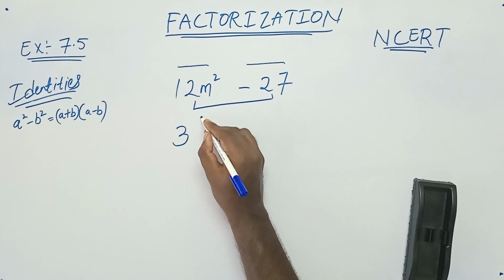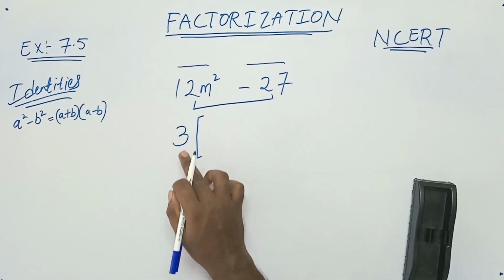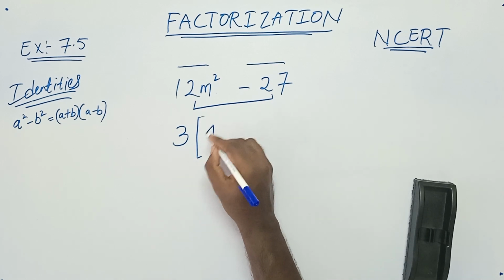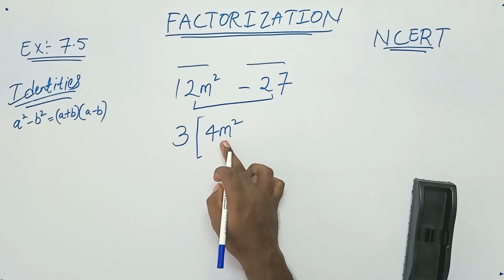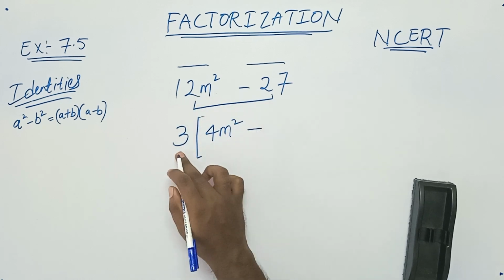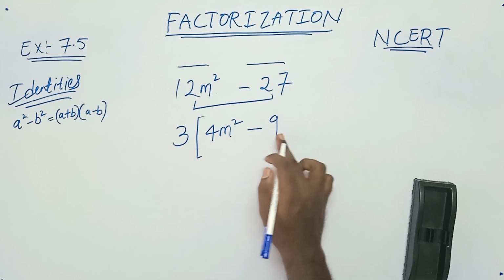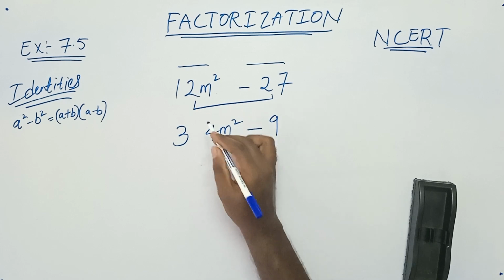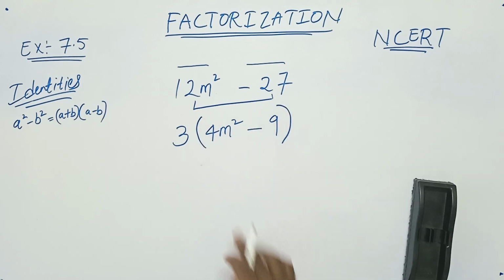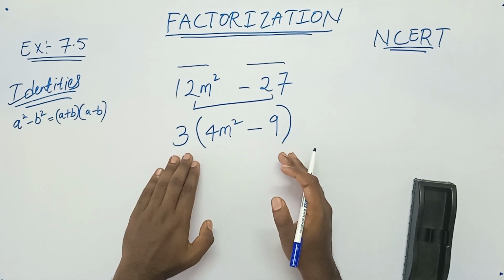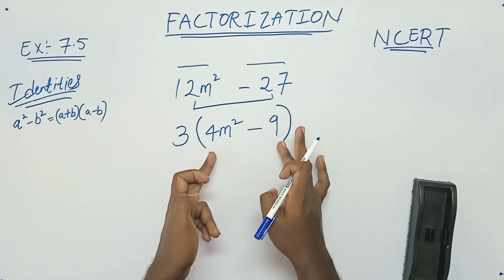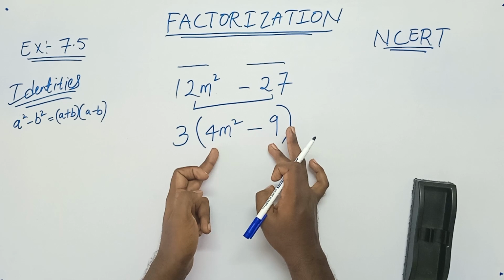So what we are going to do is divide this whole expression by 3, right? 3 times 4m square is 12m square, minus 3 times 9 is 27. 9 threes are 27, right? So in braces, 4m square minus 9. So we got this. Now we still did not get the product of two factors. There is something that we need to solve within the bracket, right? The values need to be solved.